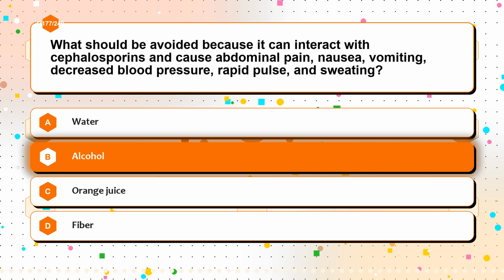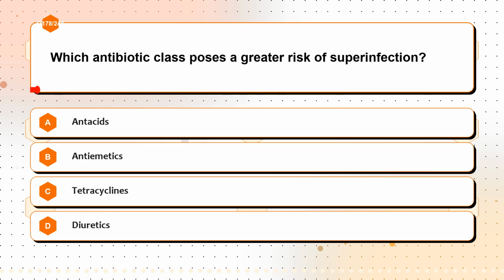The correct answer is option B. Alcohol. Question 178. Which antibiotic class poses a greater risk of superinfection? Here are the options. Option A. Antacids. Option B. Antiemetics. Option C. Tetracyclines. Option D. Diuretics.